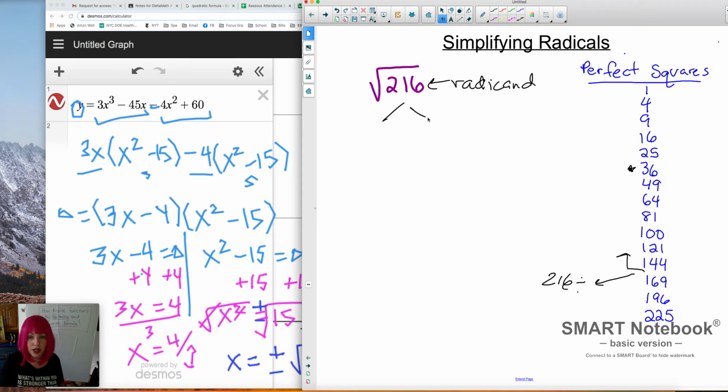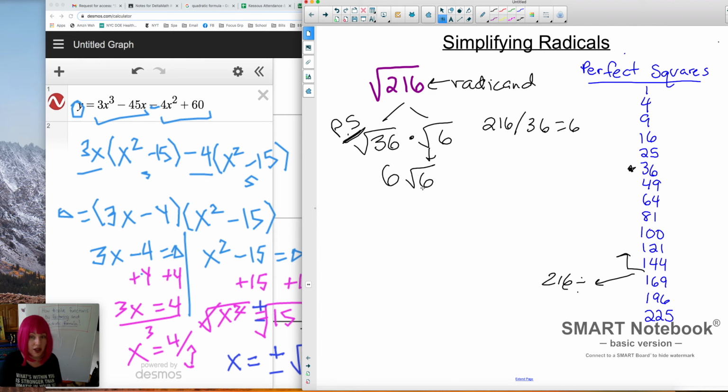So I break this down into two radicals. This is how you're going to write it: the perfect square goes first, so the number that you got from here goes here. It has to be a perfect square always. That's really important. When I divided 216 by 36, I got 6. Then the square root of 36 is 6, and you just bring this one down. 6 radical 6. And that's how you do it.